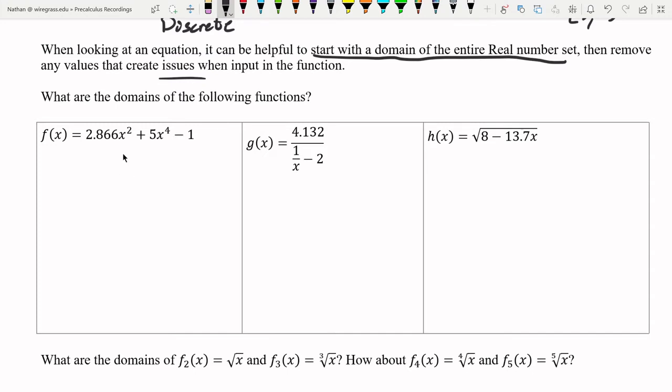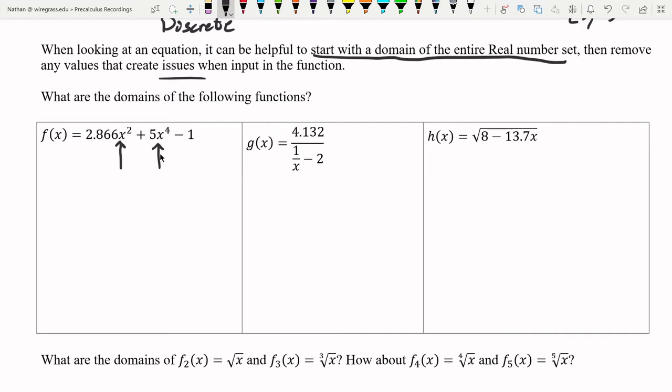So the real question is, is there a number that you can square, multiply by this, add to the same number to the 4th power multiplied by 5, add those together and then subtract 1? Is there any number that will cause some kind of mathematical error, like division by 0 or the square root of a negative number? That cannot be allowed here because we are working with real numbers on the Cartesian coordinate system. Those are the main errors you would think of.